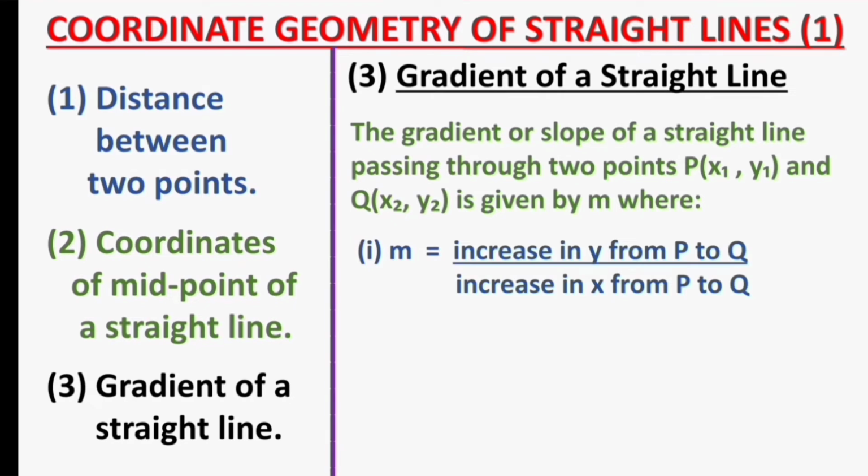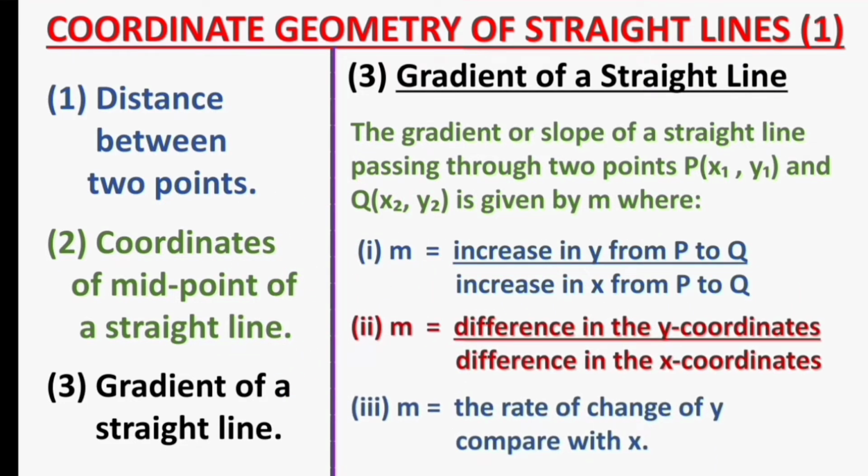The gradient or slope of a straight line passing through 2 points, point P having the coordinates x1, y1 and point Q having the coordinates x2, y2 is given by m, where the first formula for the gradient m is equal to increase in y from P to Q divided by increase in x from P to Q. The second formula for the gradient m is equal to difference in the y coordinates divided by difference in the x coordinates. The third formula for the gradient m is equal to the rate of change of y compared with x. Let's see more formulas for the gradient of a straight line.